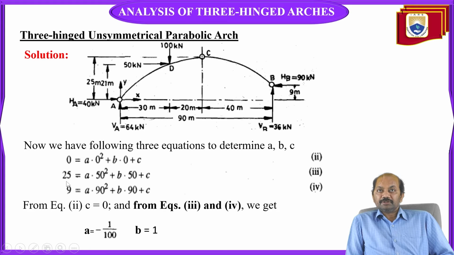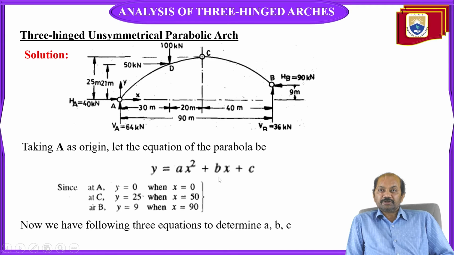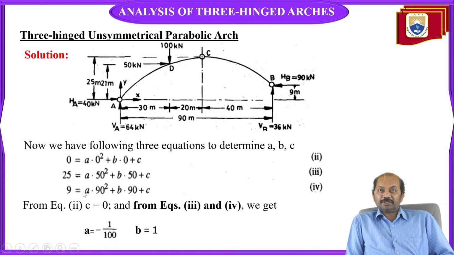How did you get these values? This is 25 meter, given in the problem, and the distance x is 50. Substitute the y value and x value in this equation, then we get equation 3. By using these two equations, we can find out a is equal to minus 1 by 100 and b is equal to 1. C is already 0, from equation 2, C is equal to 0.